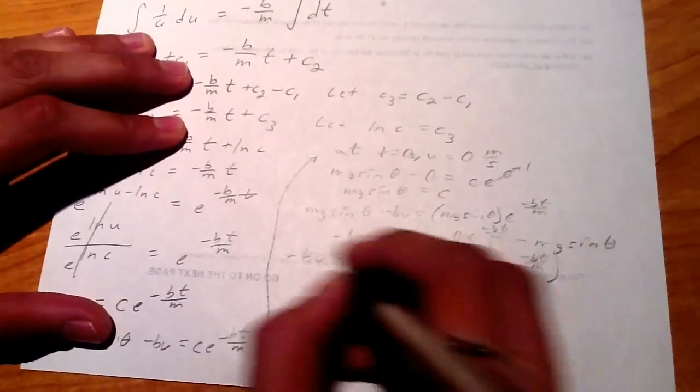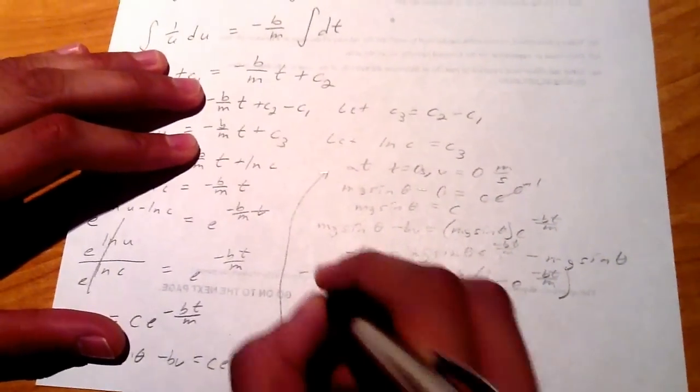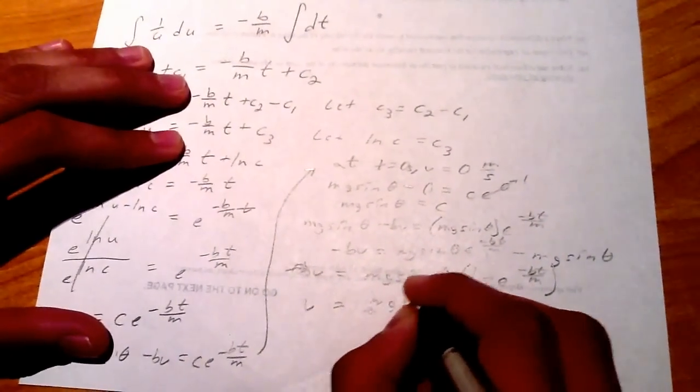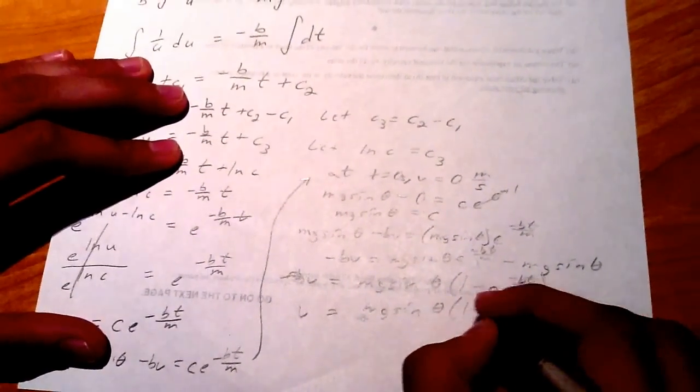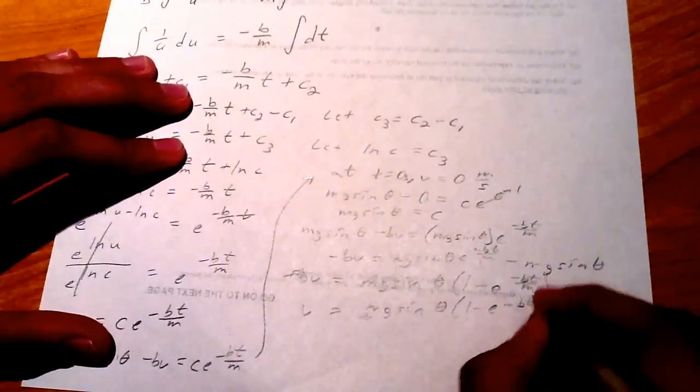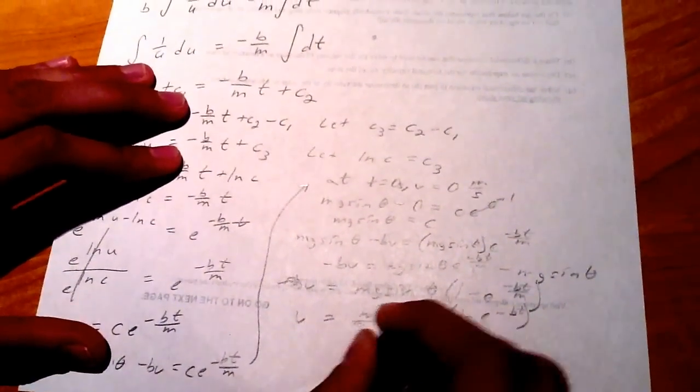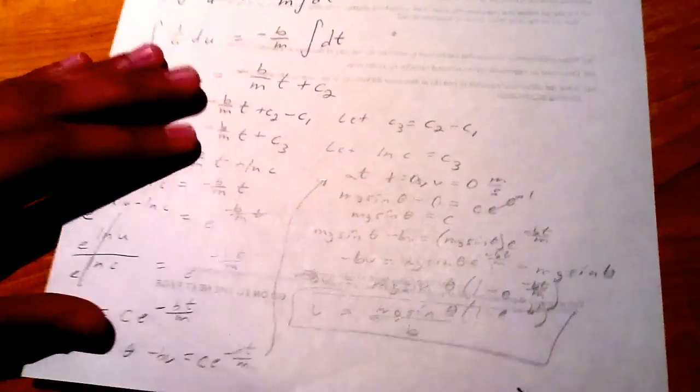And because we divide by the negative b, so we get v. And that's your answer. So we just solved the mechanics problem. That's all.